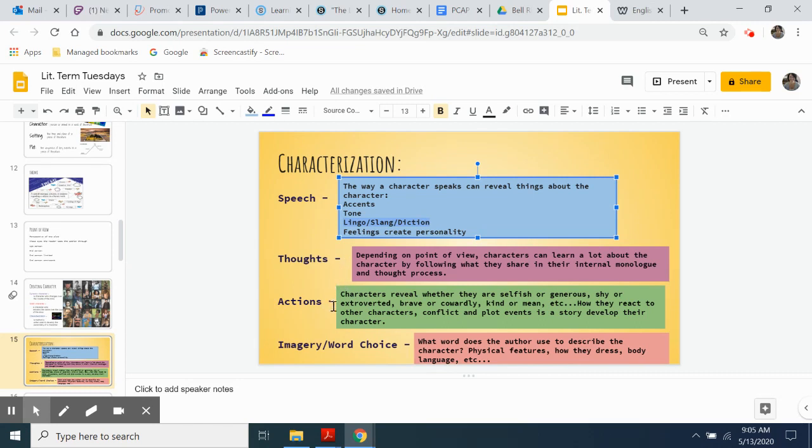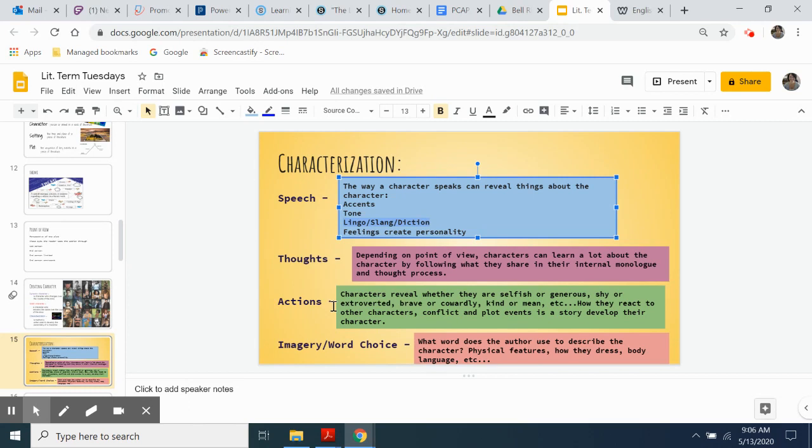The third way is how they act. The characters are revealed to be selfish or generous. They can be shy or outgoing. They might be brave or cowardly, kind or ruthless. There's all these character traits that are being developed by how they act. So how do they react to other characters? How do they treat other characters or the world around them? Any conflict that they might have, in that tension building, rising action leading to the climax. What is happening and how are they responding to those events as the story develops? That tells us a lot about the character, creating characterization.